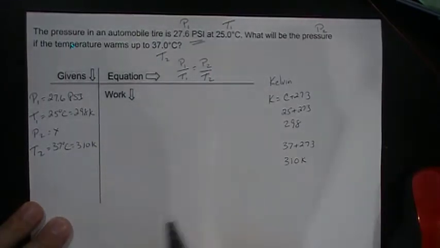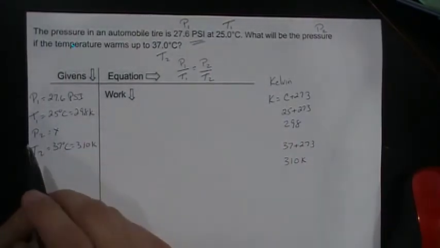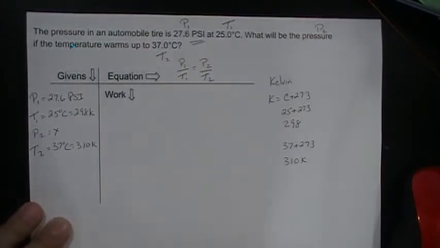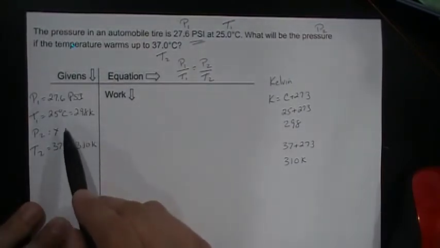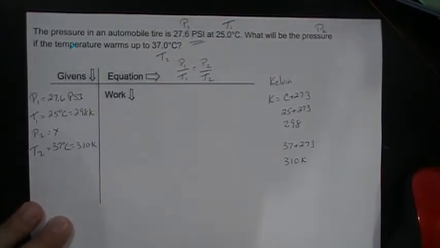Now, pressure's in psi here. It could be millimeters of mercury, it could be kilopascals. It doesn't really matter what the pressure unit is, as long as the pressures are in the same unit. If they're not the same, then you need to convert one pressure to the other. And I will post a problem like that later on.